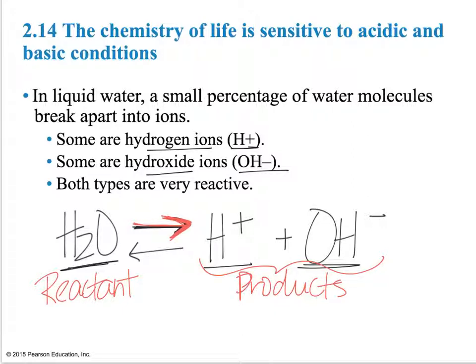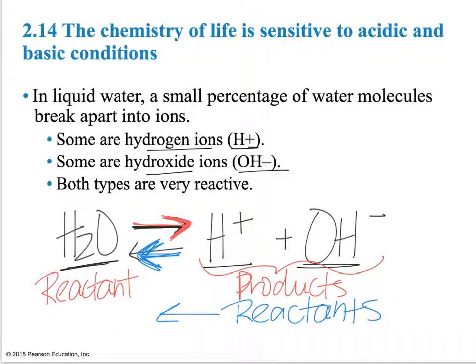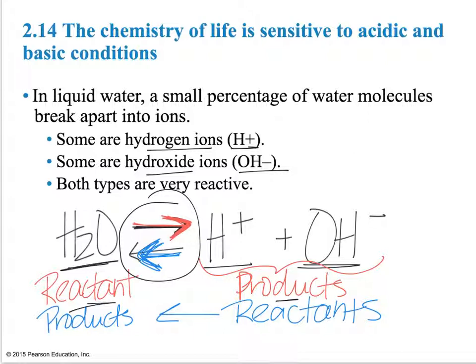Now in this case, this equation is showing us that we can go in the opposite direction. So if I move this way, I'll do blue so you can see it, then this side of the equation becomes my reactants. And because the arrow is pointing in this direction, over here are my products. So anytime you see two arrows, it just means that the reaction can go either way. Always think to yourself, the arrow points to the products. This is important: you need to know which side are the reactants and which side are the products. Okay?